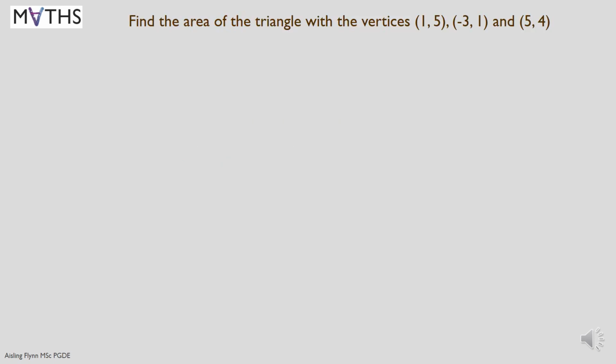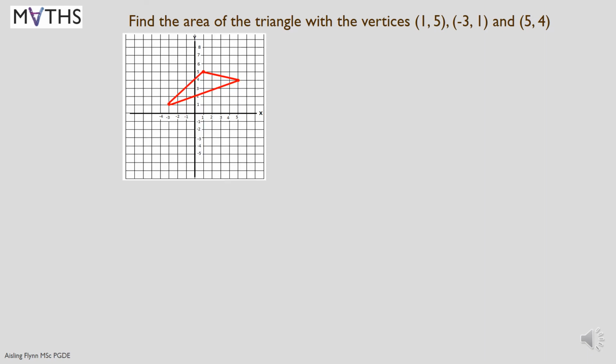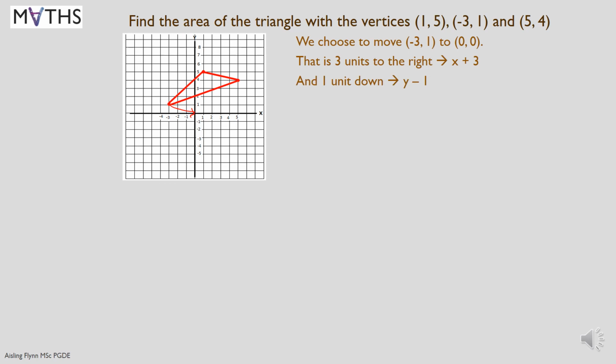Let's look at that. Okay, so there's our question again. All right, there's my triangle again, and we chose to move -3, 1 to 0, 0. Now you can choose to move any of the points. You'll get the same answer in the end. But we've chosen to move -3, 1 to 0, 0. Okay, that's what we chose to do. That is 3 units to the right, so x plus 3, and 1 unit down, so the y value is 1 less, y minus 1.